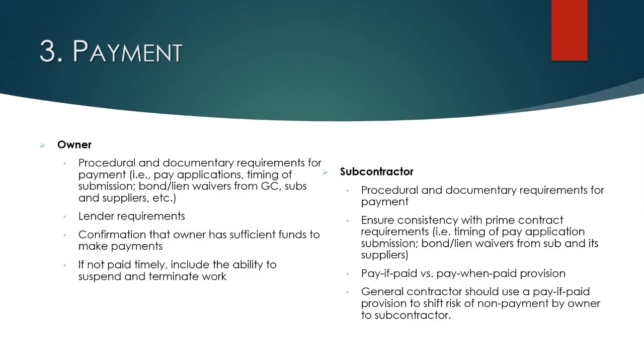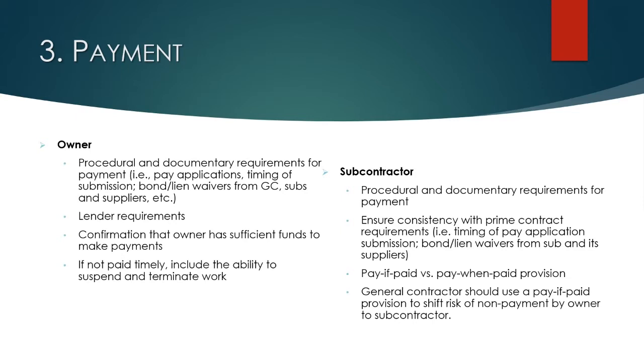So again, another compare and contrast slide with the prime contract and the subcontract. There typically are procedural and documentary requirements for payment in good construction contracts. They will run the gamut, of course, requiring pay applications and talking about when the pay applications need to be submitted, to providing lien and bond waivers from both the general contractor and the subcontractor, to any other requirements that the owner or lender may have in order for the general contractor to get paid.